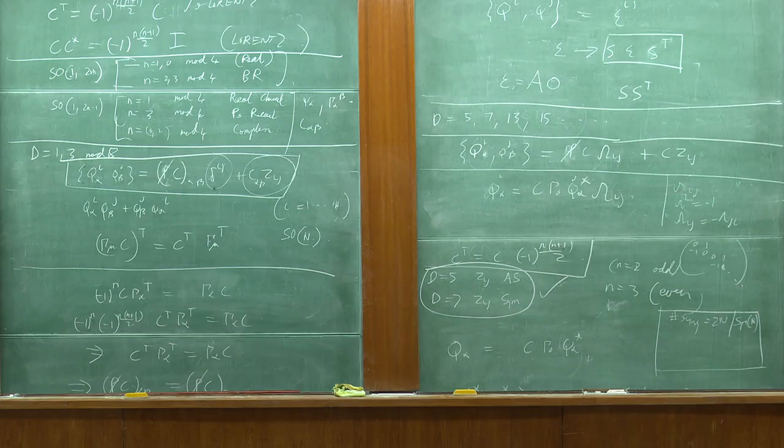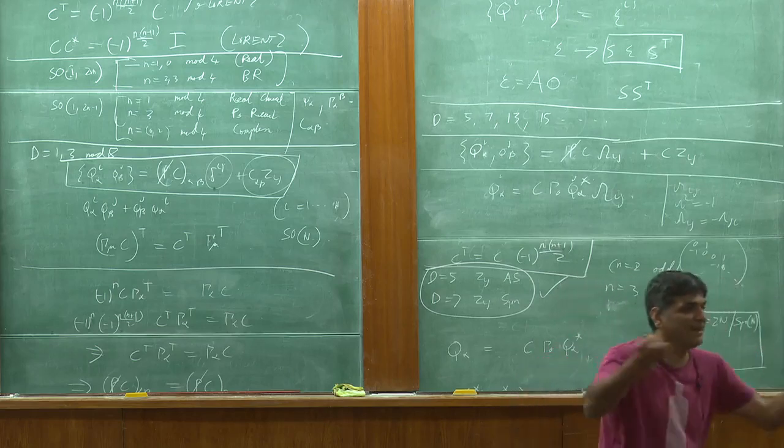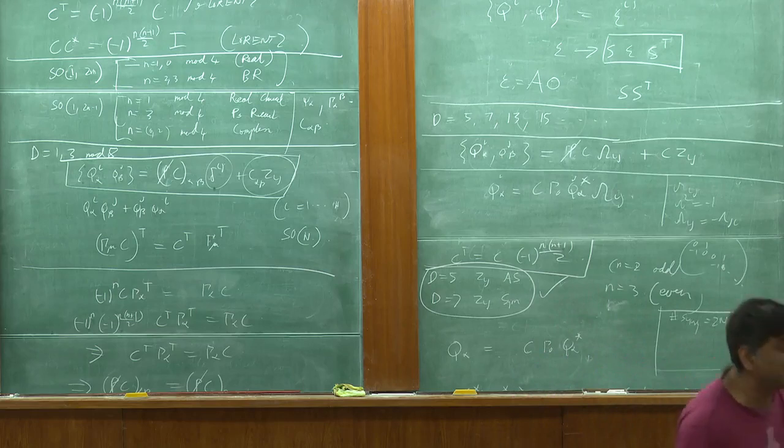In my convention, I believe SP2 is SO5. I will check that. Okay. It often happens at low ranks that these groups become equal to each other, right? In the same way that SU4 is SO6, at least at the level of Lie algebra. Yes?